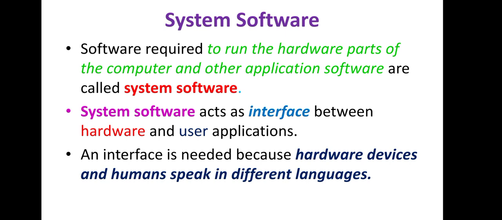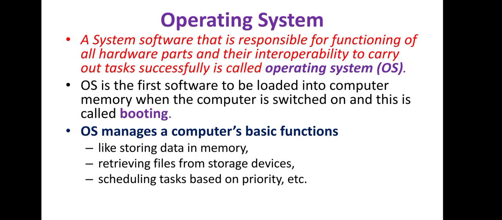Why is an interface required? Because hardware devices and humans speak in different languages. Hardware speaks in the binary language. All the electronic components communicate only in binary language, but a human being cannot understand binary language. He has his own communicative language. To avoid the difficulty between these two, we have to provide an interface so that the system will function as per the user instructions.